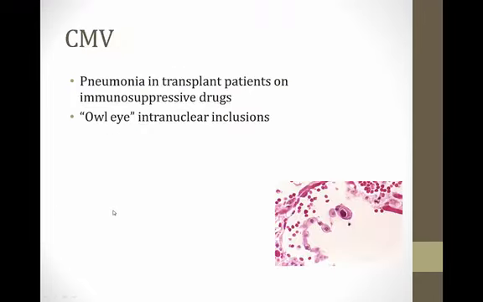Cytomegalovirus is a very rare cause of pneumonia. It causes pneumonia in transplant patients on immunosuppressive drugs. And the one thing to know about cytomegalovirus is the owl eye intranuclear inclusions. This is an example of it down here. The dark stuff inside this cell here is cytomegalovirus material, and there's a little clearing around it which gives it sort of a halo, and this is described as an owl eye intranuclear inclusion. And that's what you see in tissue samples of patients who have CMV pneumonia.